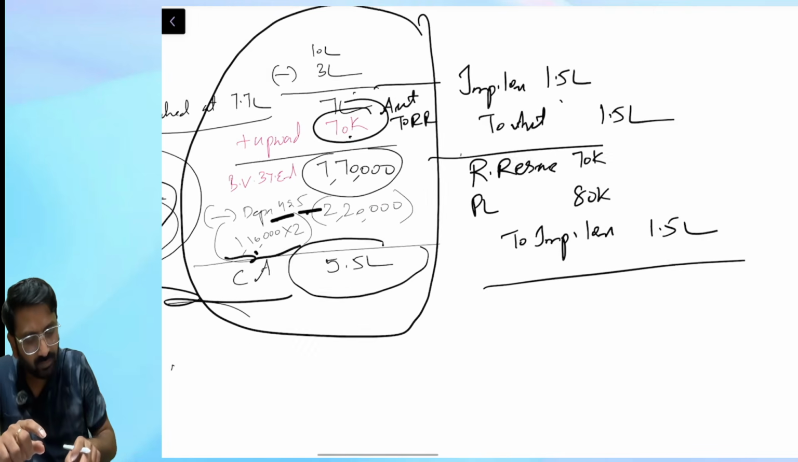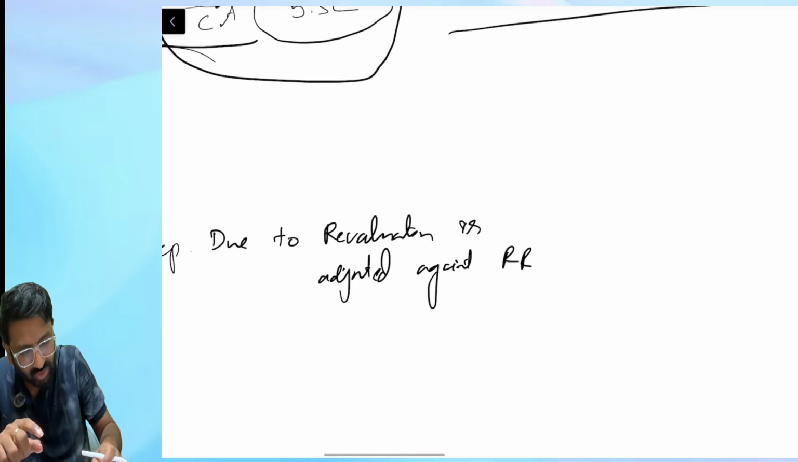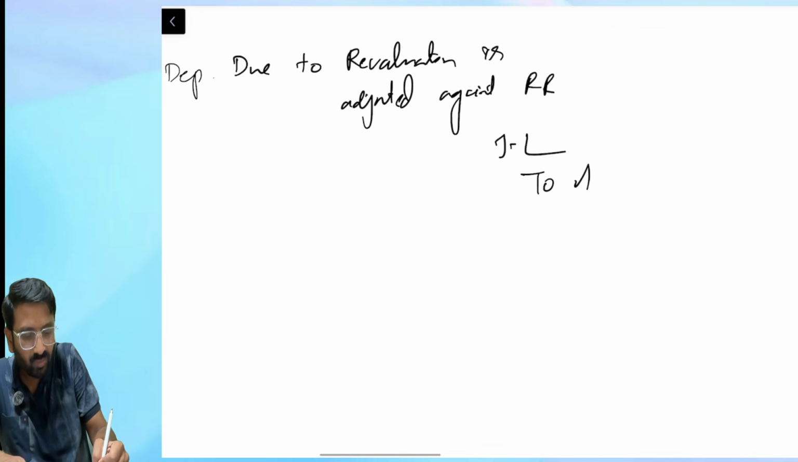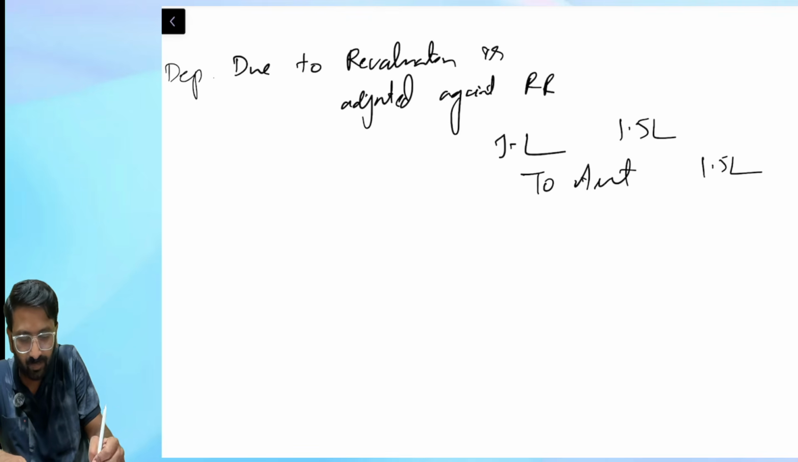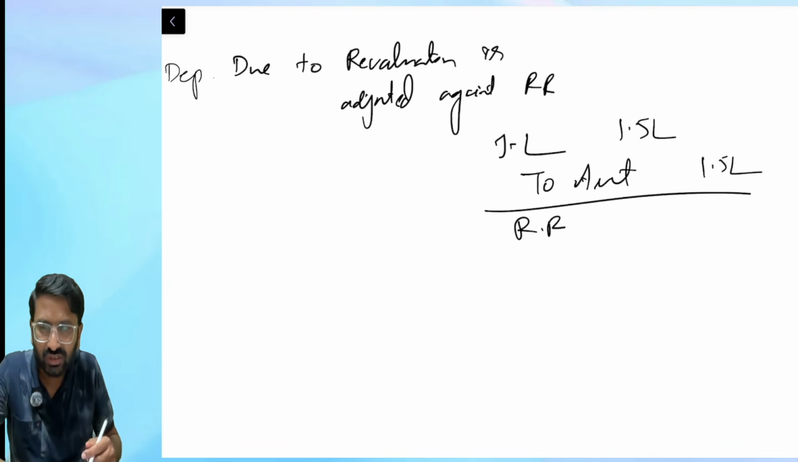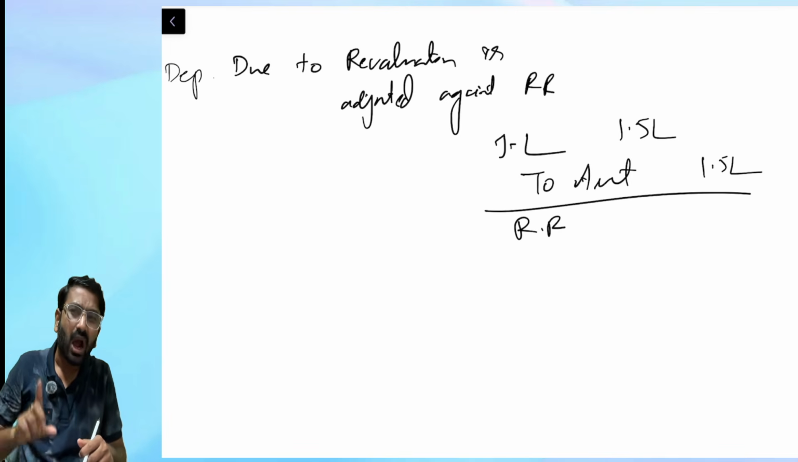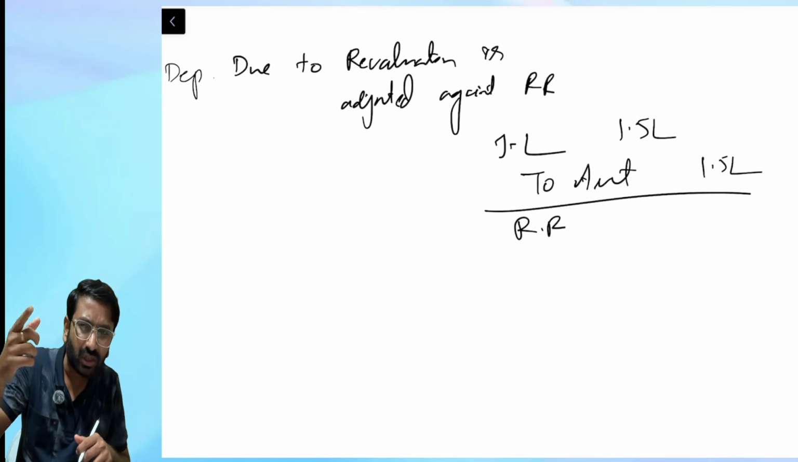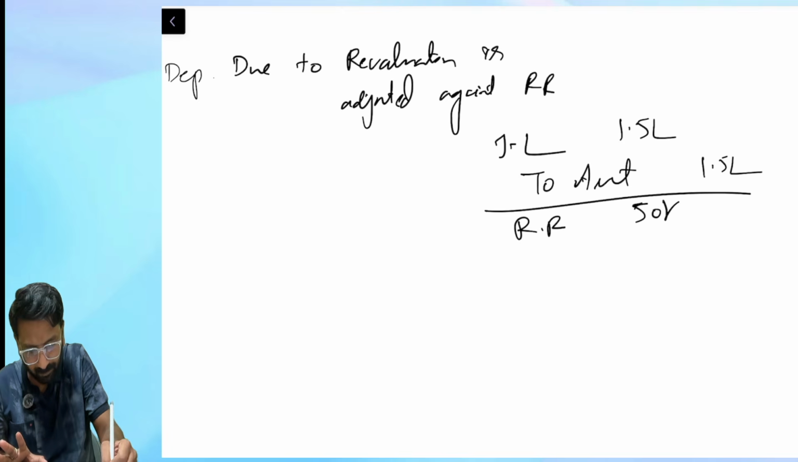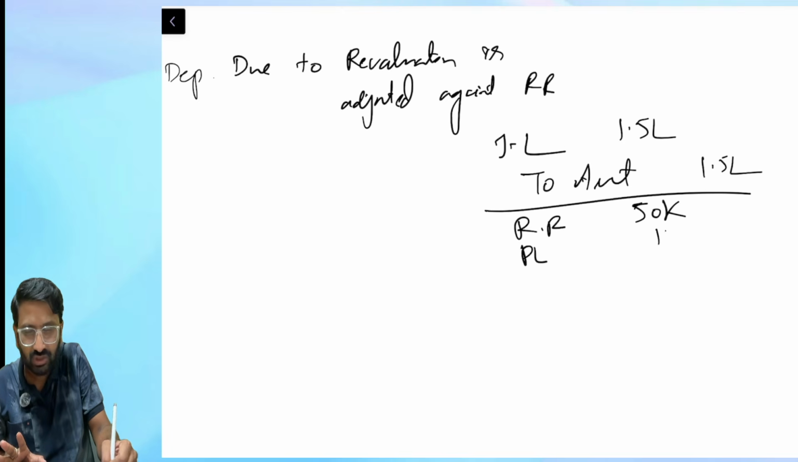So now in example number 3, the first entry is the same: impairment loss account debit to asset 1.5. This will not change. But when you pass the second entry, revaluation reserve 70,000 will not be there. Out of 70,000, already 20,000 additional depreciation is gone. So RR will be 50. P&L account will be utilized 1 lakh to impairment loss 1.5 lakh. This is how you do accounting.